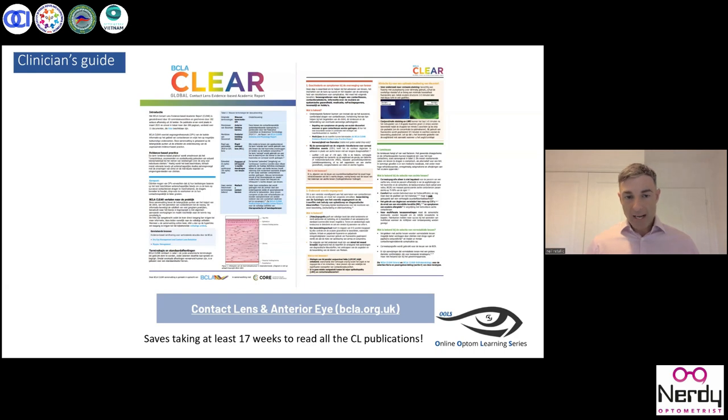And James Wilson added up how much time it would take you to read all of those publications. And actually, it would take you over 17 weeks. So if you read the 5-page summary, you've automatically saved yourself 17 weeks worth of potential reading if you were to have the ambition of reading all those contact lens publications.